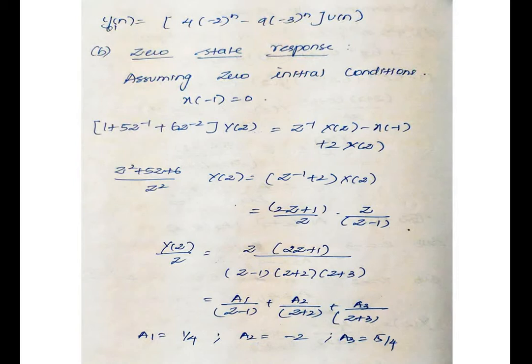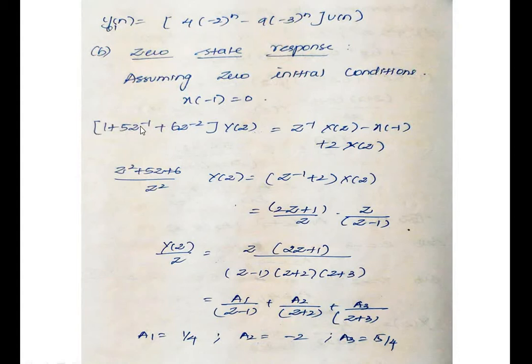Y of n on Z transform will give you Y of Z. Y of n minus 1 on Z transform will give you Z inverse Y of Z. Y of n minus 2 on Z transform will give you Z power minus 2 Y of Z. This is the case for x of n minus 1 and x of n minus 2. We are not going to consider the initial conditions, so you need not apply the initial condition rule here. But we will consider the input here.